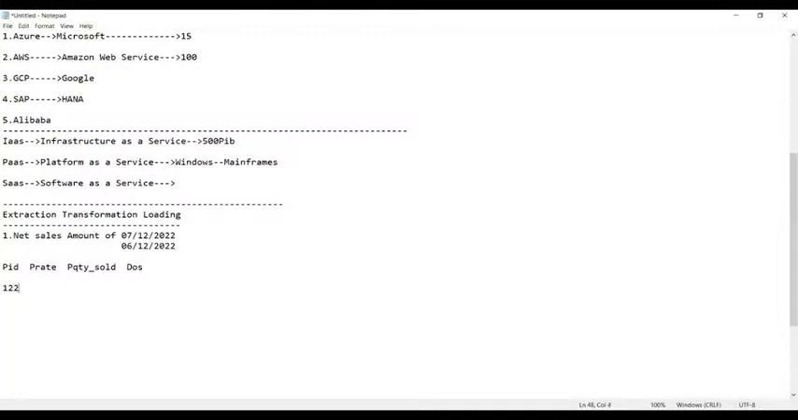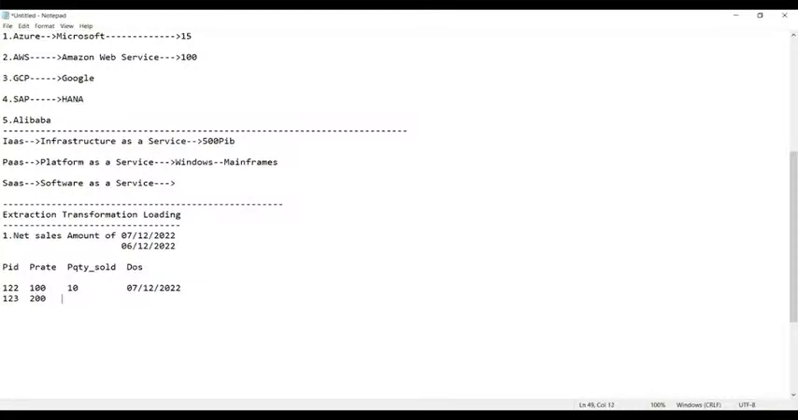Let us see what other things you have. Product ID is something like this, 122. Product rate is 100 rupees. Product quantity sold is 10. And the date of sale is 07/12/2022. This is the first line. And the second line data is like this. Product ID 123, and product rate is 200.